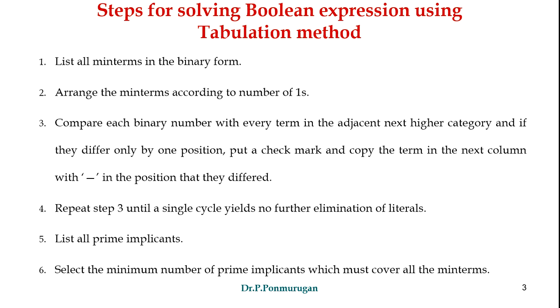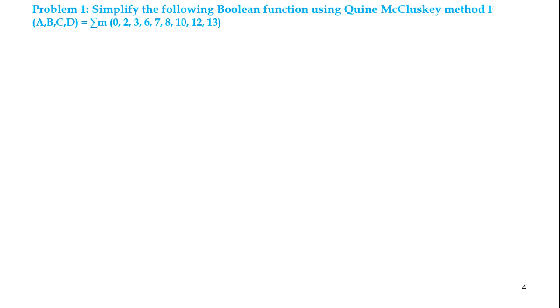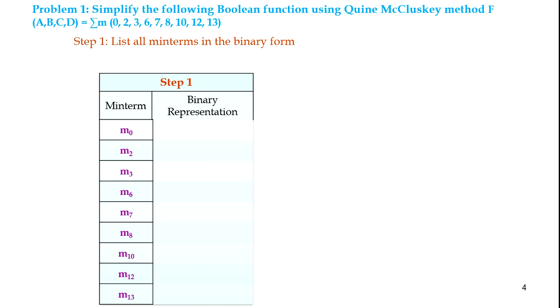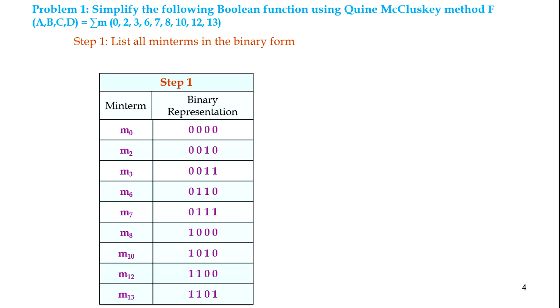Let's see how this works with two example problems. The first problem is to simplify the Boolean function with the Quine-McCluskey method. The function has 9 minterms. The first step is to list all minterms in the binary form. So we can form a table, and we have minterms 0, 2, 3, 6, 7, 8, 10, 12 and 13. For each minterm we have the binary representation, like for M0 it is 0000, M2 it is 0010, and so on, and for M13 it is 1101.